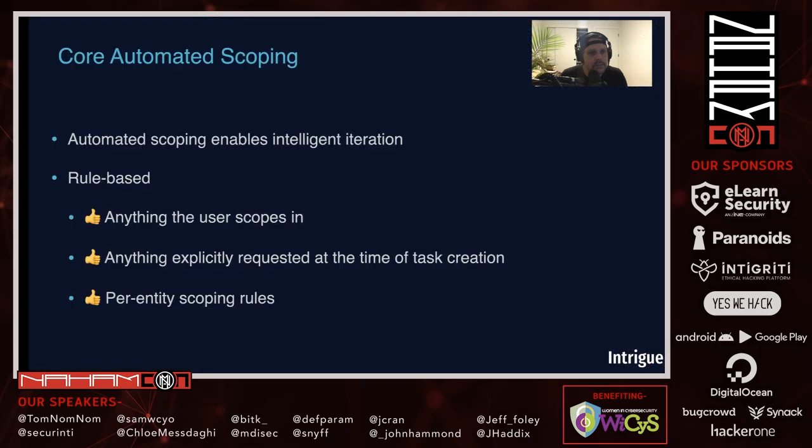And so our required condition, though, is scoping. And so there's some automated scoping that's built in. It's rule-based, so basically anything the user scopes in or anything explicitly requested to be scoped will be discovered. And then on a per entity basis, it kind of makes a guess about whether it thinks that should be scoped in and discovered.